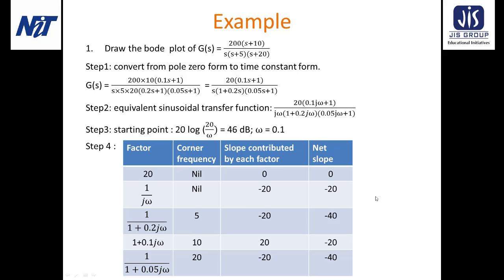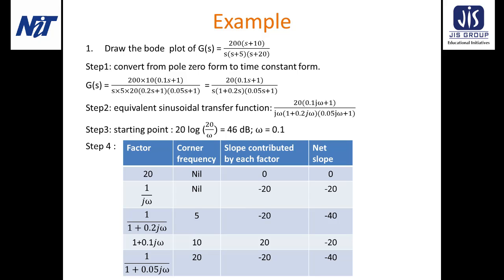So let us take an example. Here we will draw the Bode plot of a given open loop transfer function that is given as 200 into (s plus 10) by s into (s plus 5) into (s plus 20).